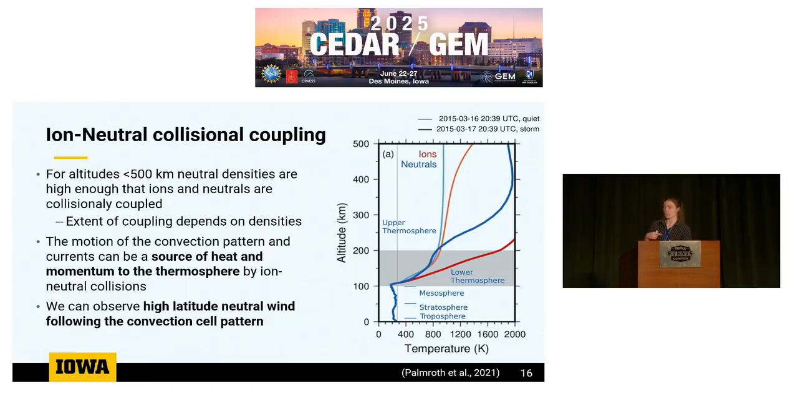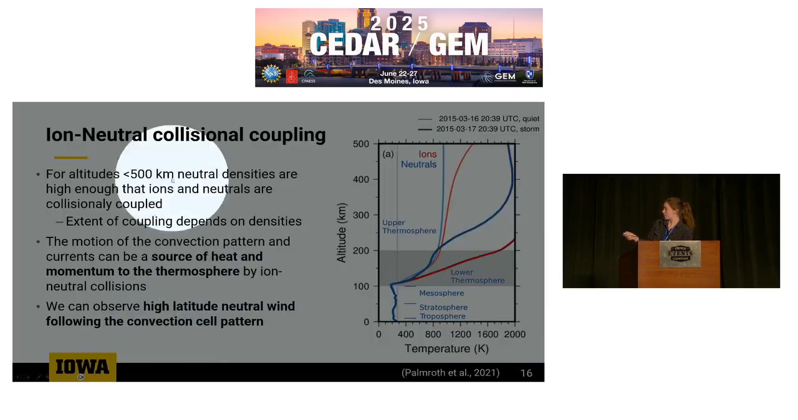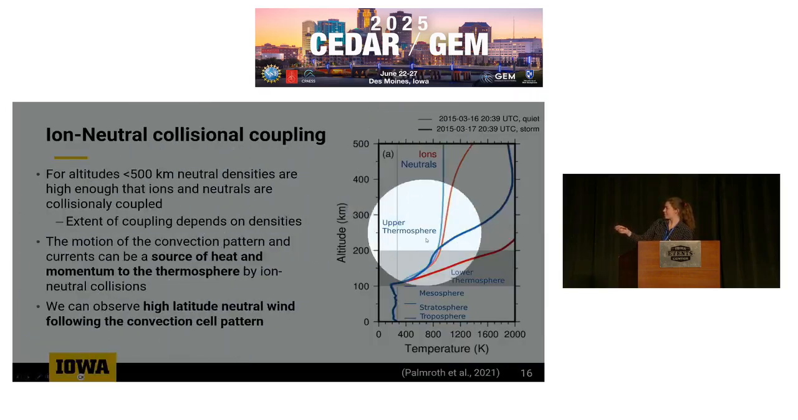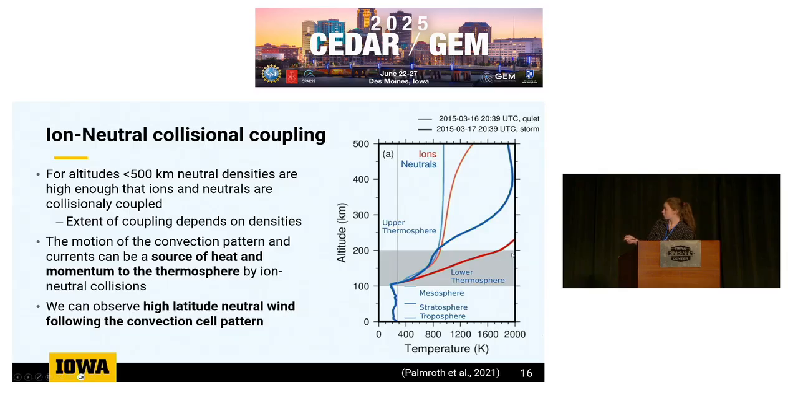We actually see that in the data, where we have ions and neutral particles coupling together to follow those convection cell patterns. And this figure on the right is just a demonstration during storm time. These dark, or thicker, lines show an increase in temperature compared to non-storm time, and this is true for both the ion and neutral population.